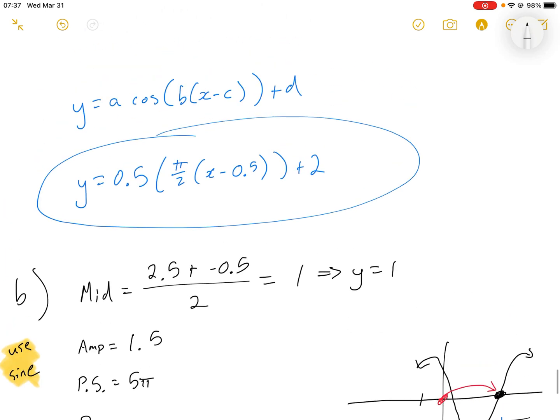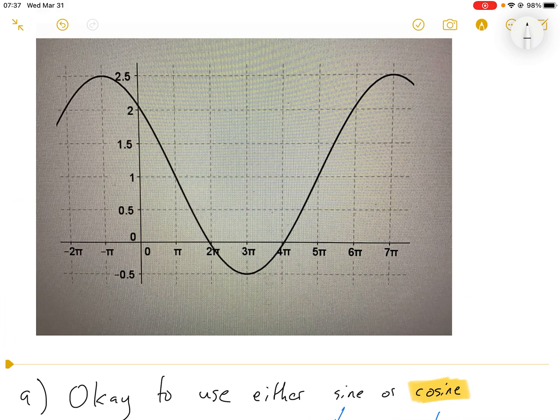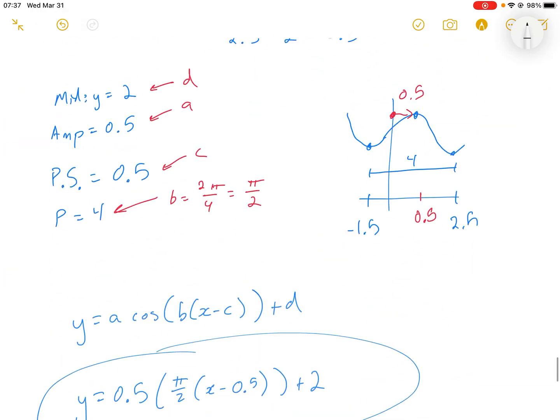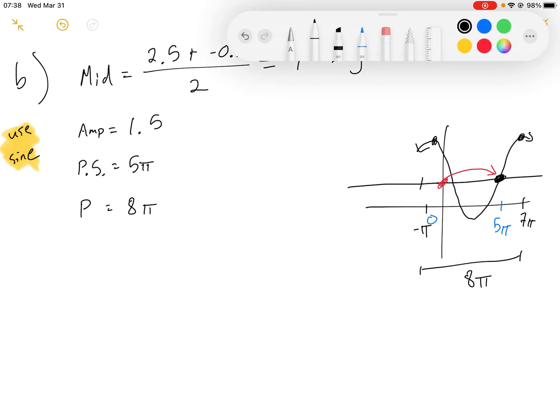And then the period in this case, it goes from negative pi. I'm looking at maxes now. That's when it repeats, negative pi to 7 pi, so the period is 8 pi. So I was looking at these 2 points because those are the ones I can see repeat. So this distance is 8 pi. When I'm trying to find the period, I'm just looking for 2 points that I know repeat themselves. Usually I'm looking for maxes and mins because those are the easiest to spot.